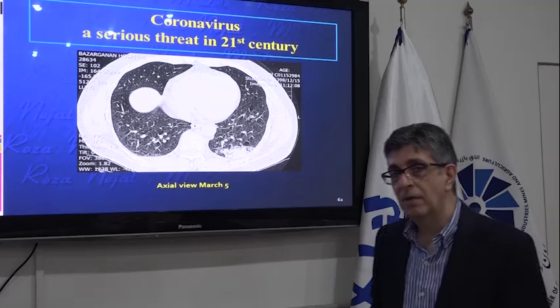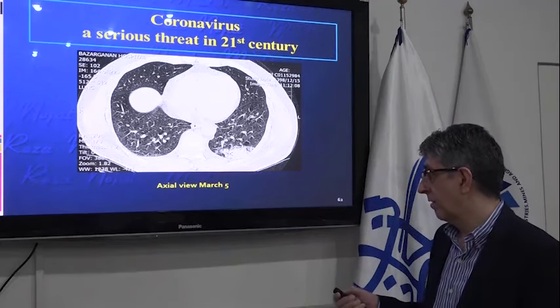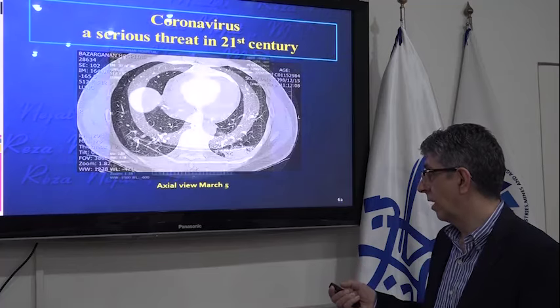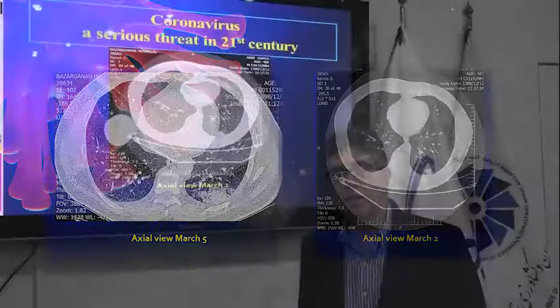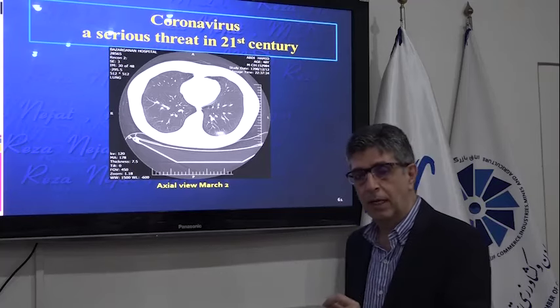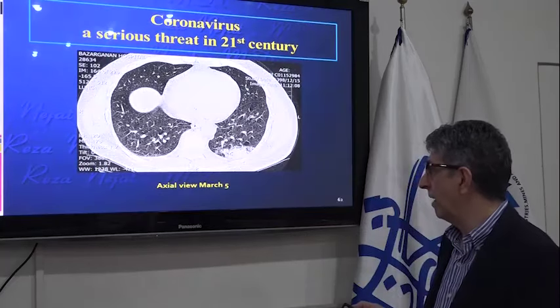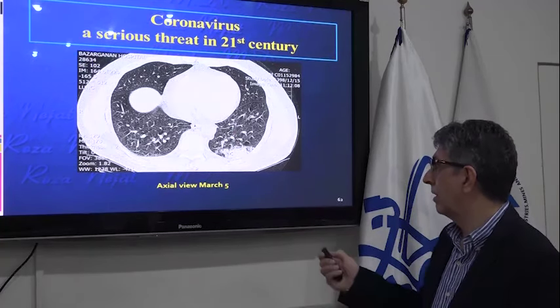No drug was administered to him. And on March the 5th, the CT scan changed. I would like to go back to the 2nd of March CT scan. You can see the lung fields are good in appearance, but there is a very small consolidation there. So according to my previous slides, this disease evolved rapidly. And on March the 5th, all the lung seems to be involved in the disease.